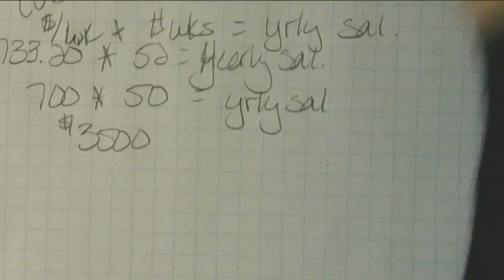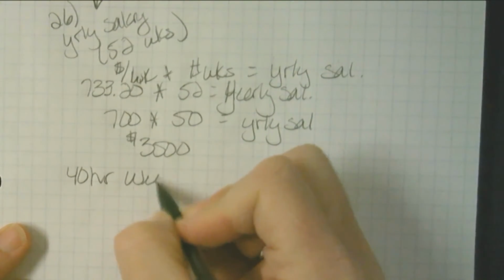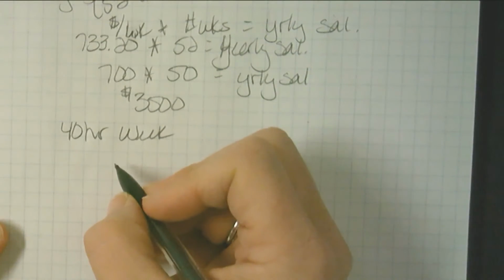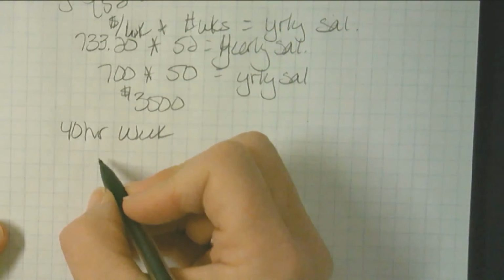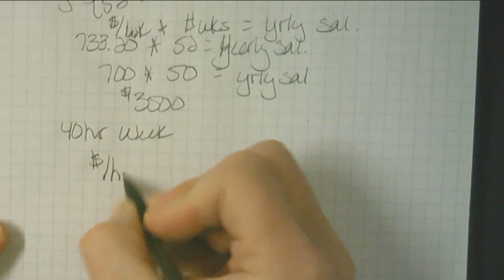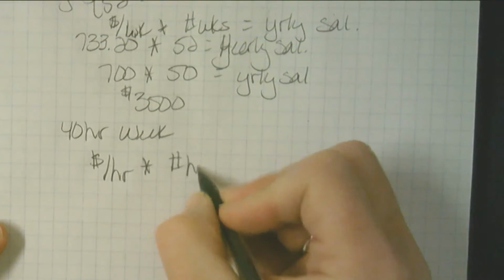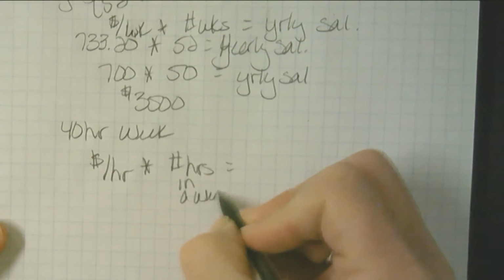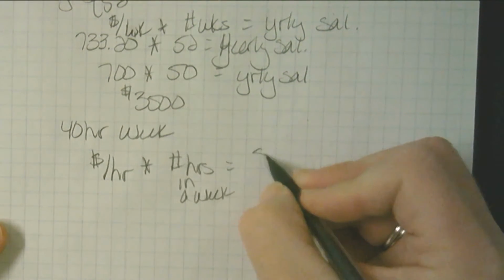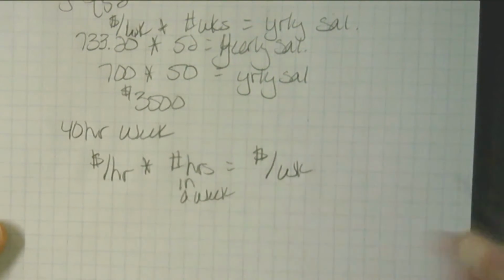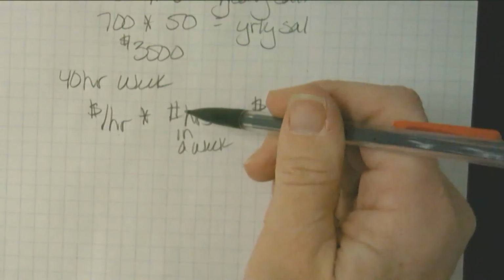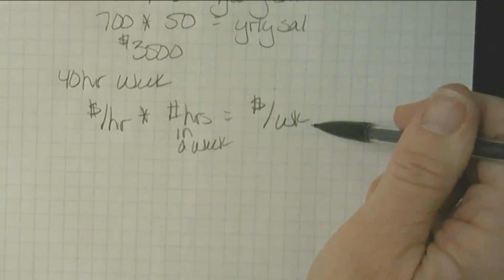So if we have a 40-hour week, I want to know, if I have my cost per hour times my number of hours, and this is in a week, this is going to give me my cost per week. How many of you can see that? This is my cost per hour, my number of hours in a week. This is going to be my cost per week.